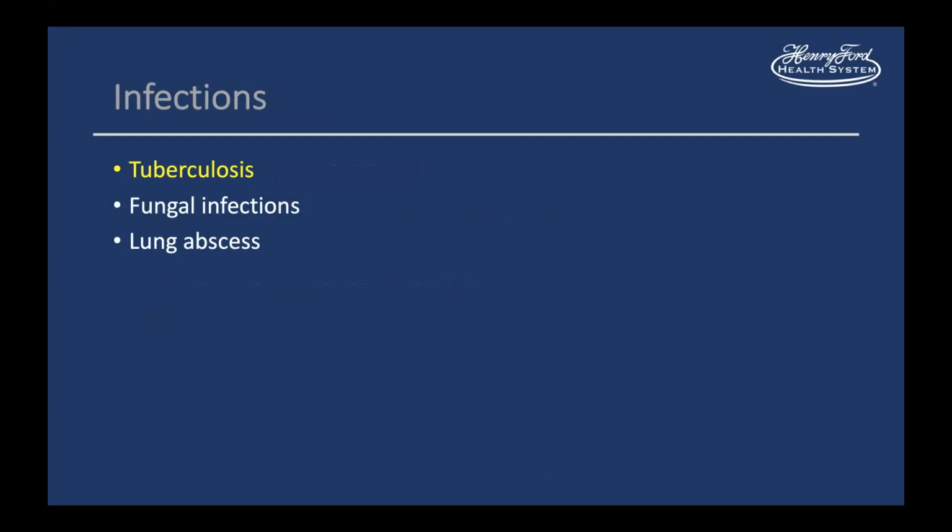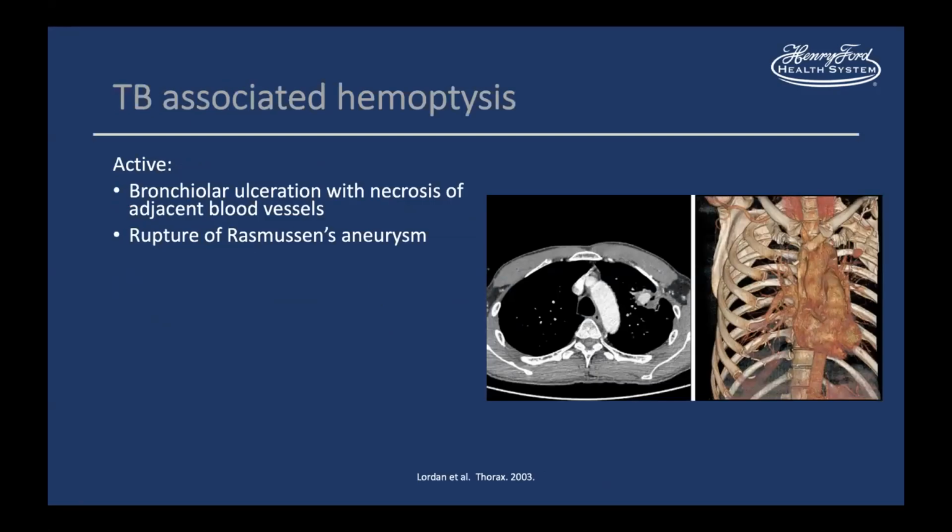When it comes to infections, we'll touch on TB, fungal, and lung abscess. When it comes to TB, it usually gets subcategorized into active TB versus chronic TB. With active TB, etiologies of bleeding, basically, you can have ulceration from necrosis into the adjacent blood vessels. And then you can also have Rasmussen aneurysm. So these are rare, but they are basically pseudoaneurysmal dilations of a branch of the pulmonary artery that often sits near a cavity, as you can see here on the CT angiogram and here. These are rare causes of bleeding in active TB, but they can be fatal.